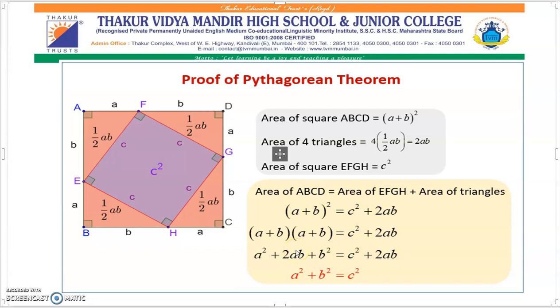You can see 2AB and 2AB are on both sides, left hand side and right hand side also. We will cancel this. We will get A square plus B square equal to C square. This is our Pythagoras theorem. C is the hypotenuse, A is the perpendicular and B is the base. So we have proved that the square of two sides is equal to the square of the greatest side.